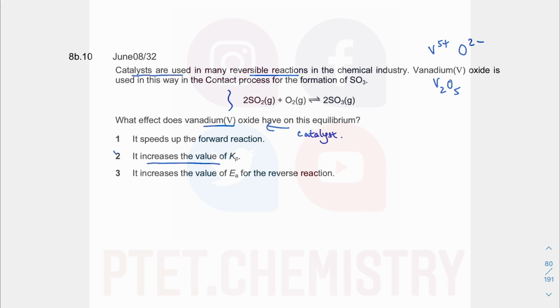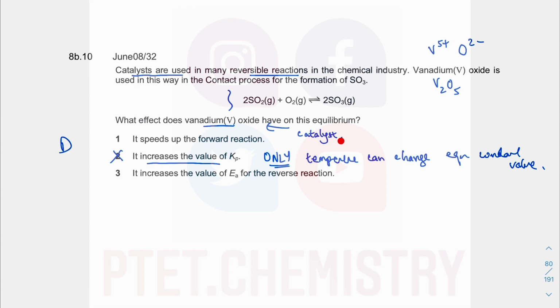Catalyst does not increase the value of Kp, because only temperature can change equilibrium constant value. Nothing else, not concentration, not pressure. Okay, only temperature can change Kc or Kp or whatever equilibrium constant there is. Number 2 is definitely wrong. That means only 1 is correct.